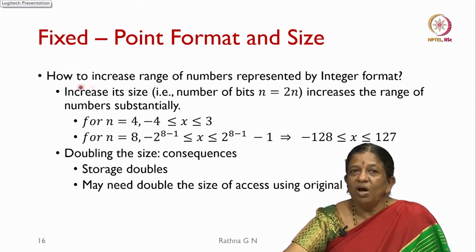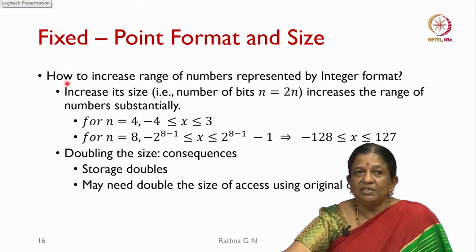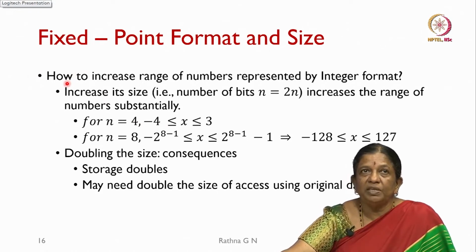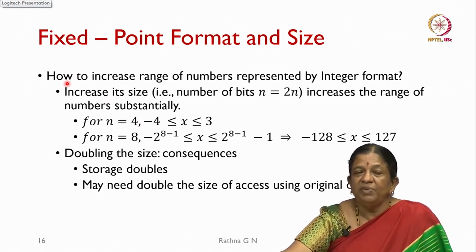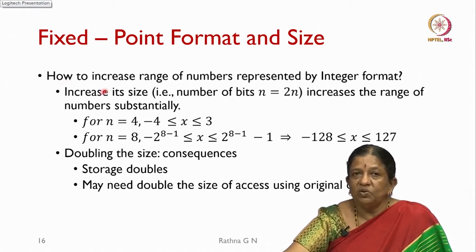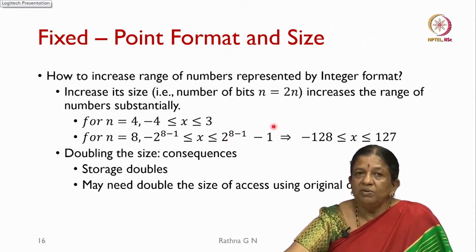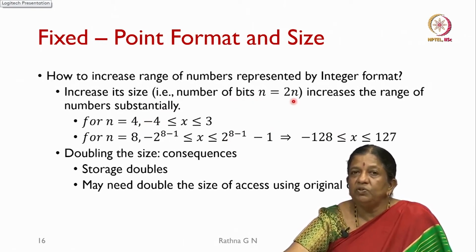Okay. So, now we know that we have a trade off between overflow and rounding error. Can I work on it to avoid these things? We say, how to increase the range of numbers represented by integer format, first we will consider it. Because my multiplication is going to cause me twice the number of bits I needed, whether I can increase the number of bits n to 2n. So, this will increase the range of numbers substantially.